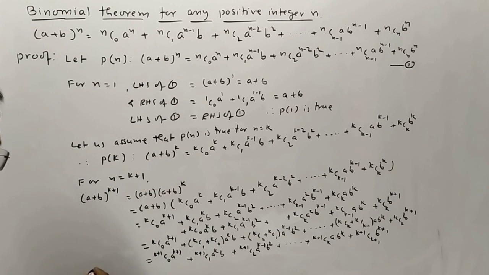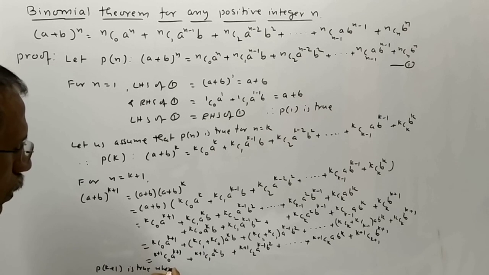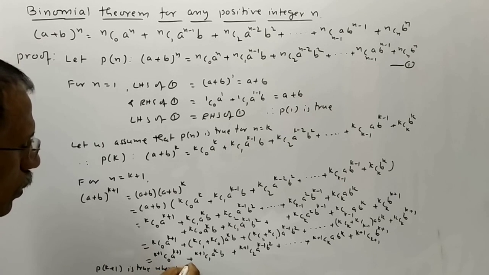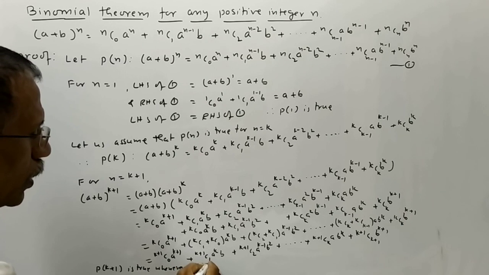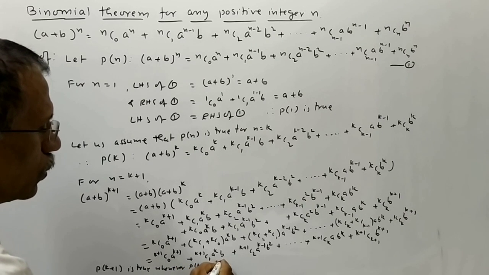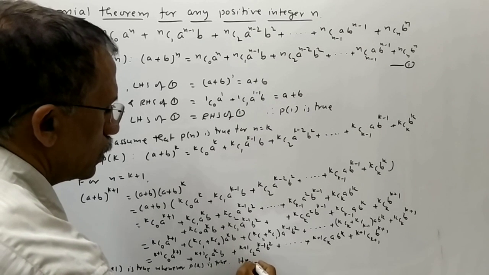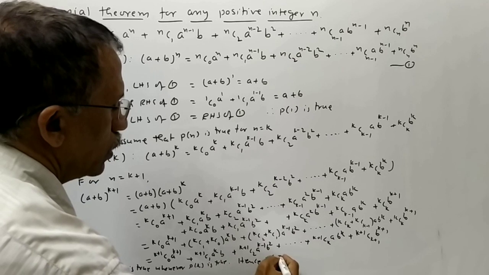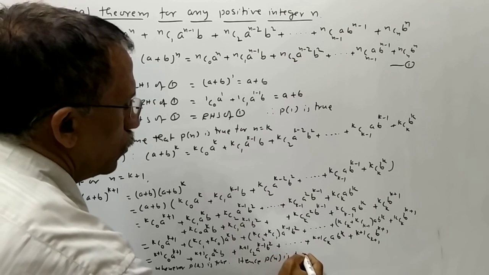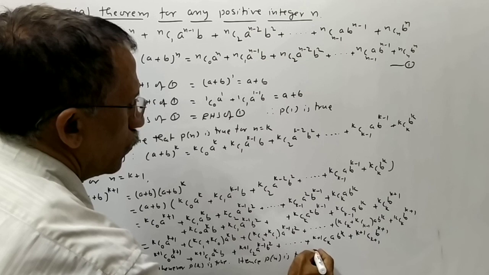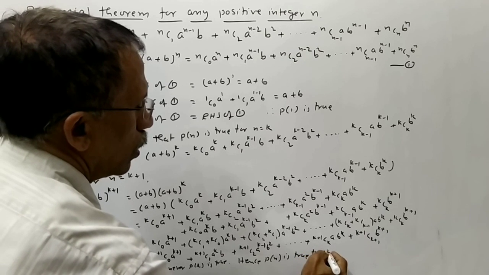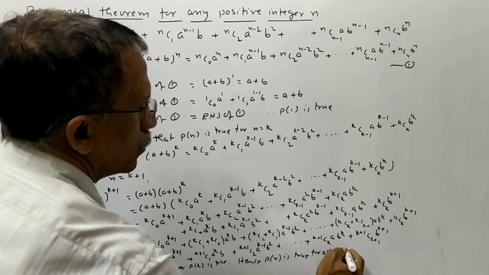So P of k plus 1 is true whenever P of k is true. Hence, P of n is true for all n belongs to N.